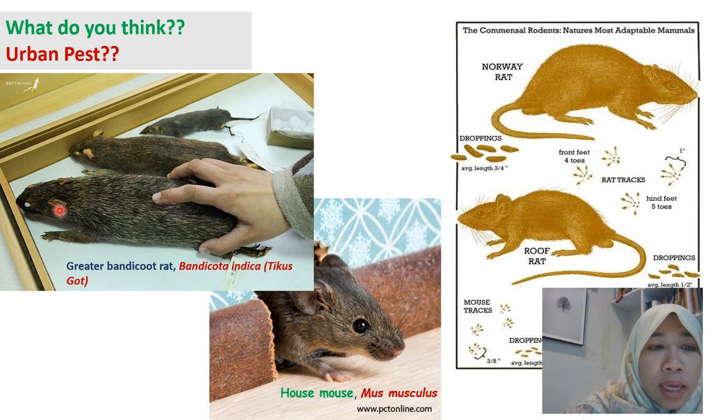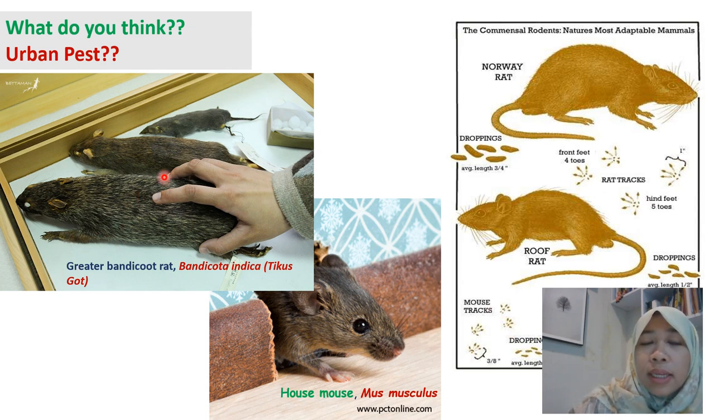This is tikus got, or a rat that we can find in a drain or in waterways. This is Bandicota indica, and this is house mouse. These are the differences between Norway rat and roof rat. The dropping is also different, and the rat track is also different. Okay, next, move to the urban pest.